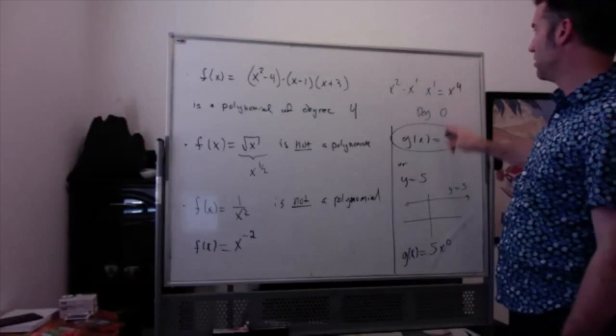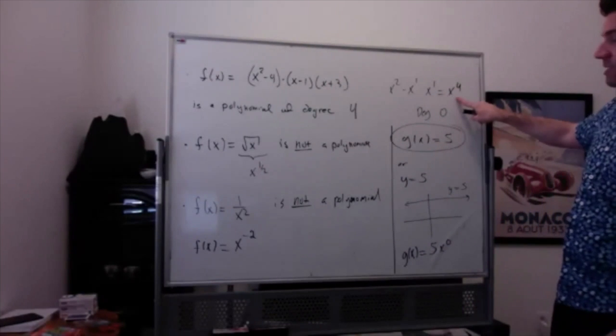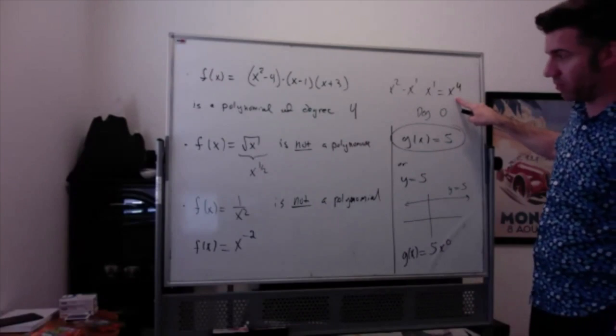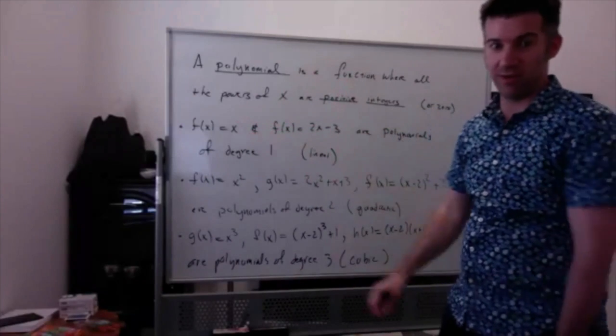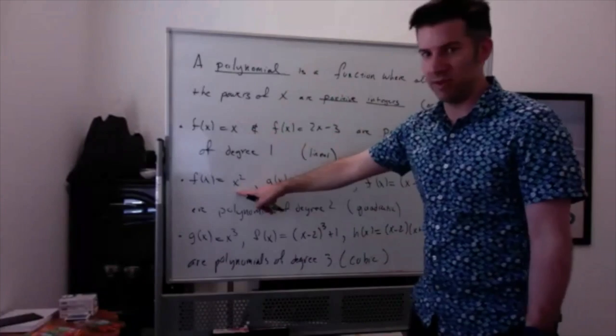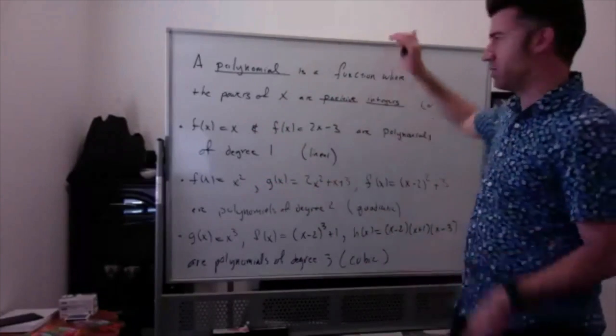Here there is 4 x's multiplied together, so it's a 4th-degree polynomial. Here there is 1 x, so it's the 1st degree. Here there is 2 x's multiplied together, so it's a 2nd degree, and so on and so on.